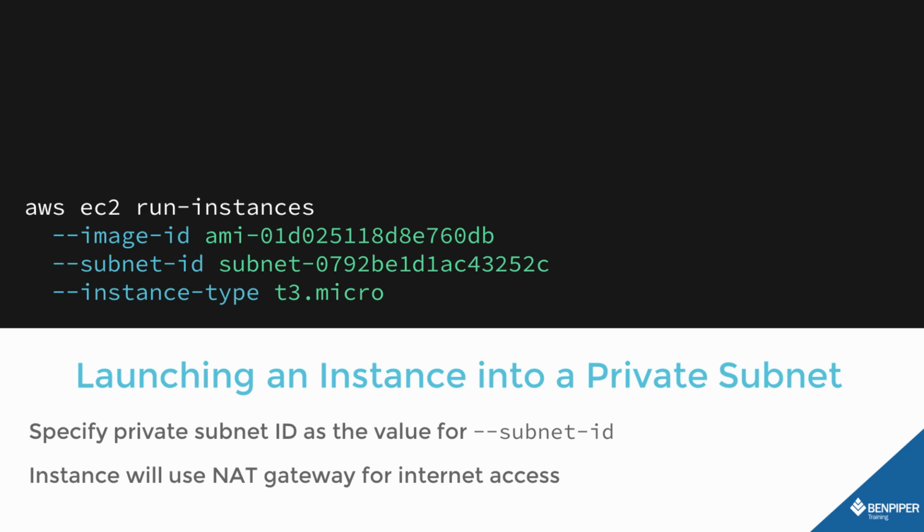If the subnet has a default route pointing to a NAT gateway, then the instance will use the NAT gateway for outbound internet access. Other than specifying the private subnet, you don't have to do anything special when launching the instance. Of course, if an instance is in a private subnet, you cannot access it via the internet.